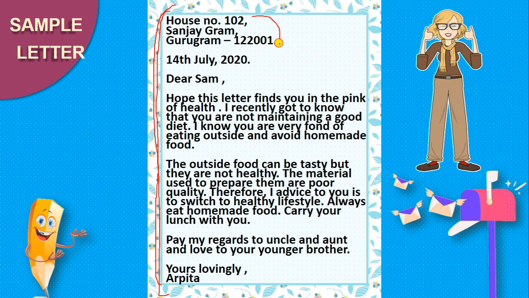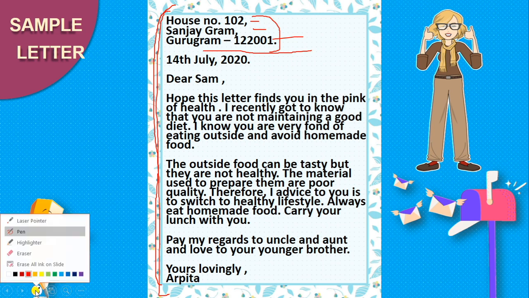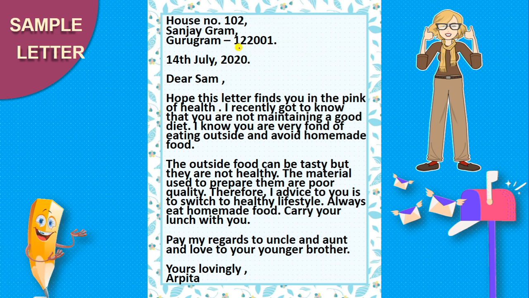Okay, this is the sender's address. As you can see, we have used 3 lines. Then we have left 1 line here. I told you, that's how we are writing. It's looking very clean because we have left a line here, here, here, here, here, and here. And the punctuation marks, the commas, and then the full stop after the address.